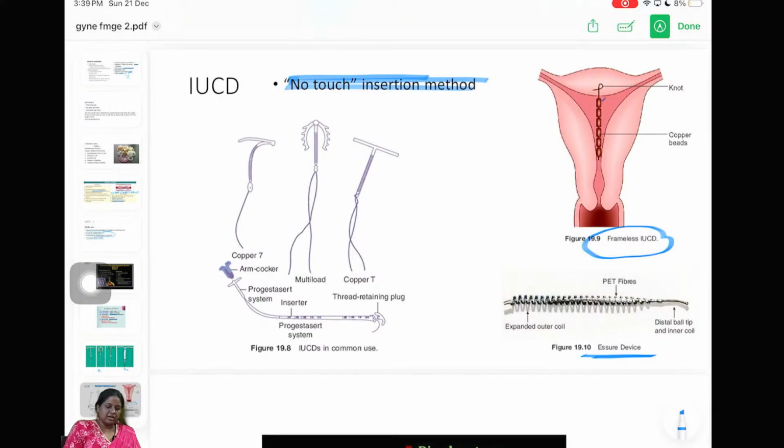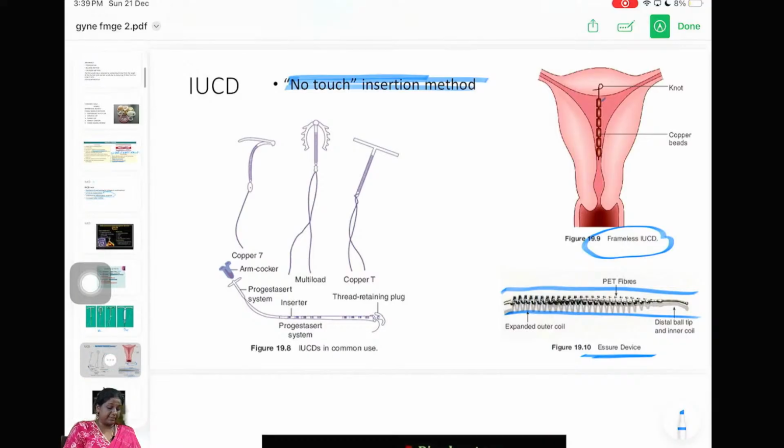The Essure device is something which is going to be kept inside the tubes, the fallopian tubes. So that there is a block of the fallopian tubes and it will not allow the implantation. Ovulation will happen, implantation will not happen.